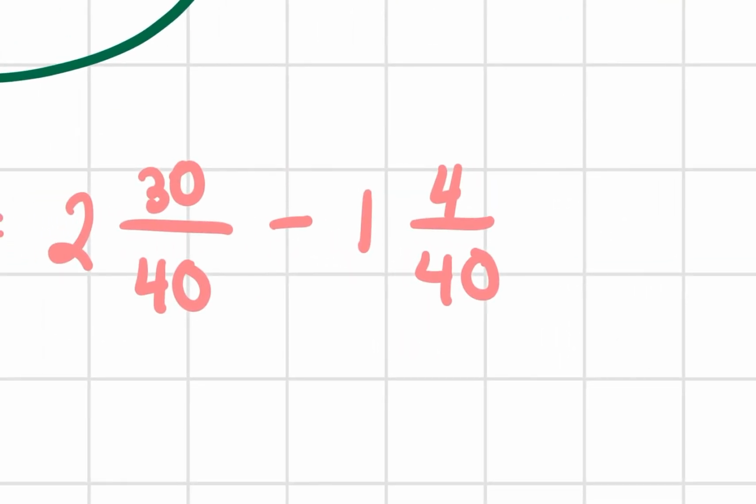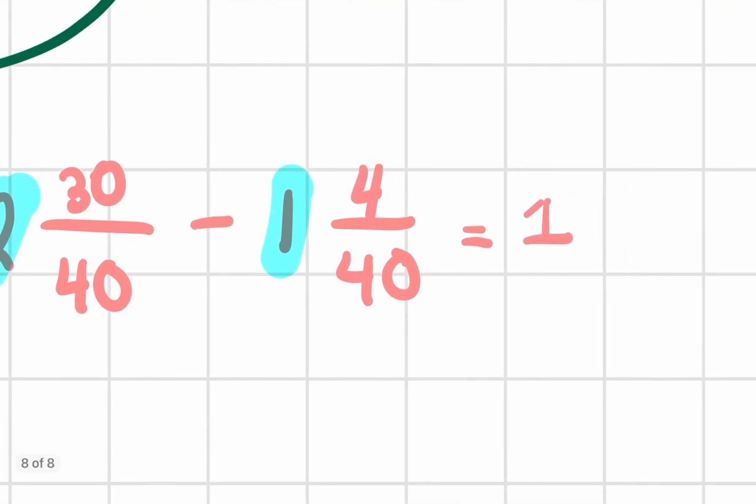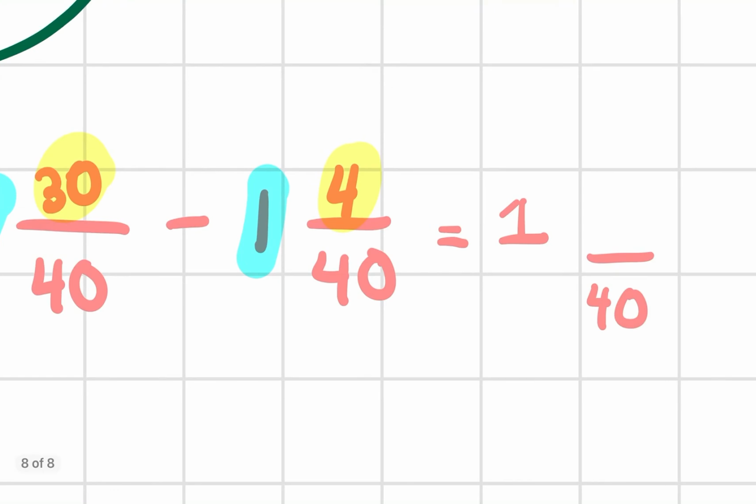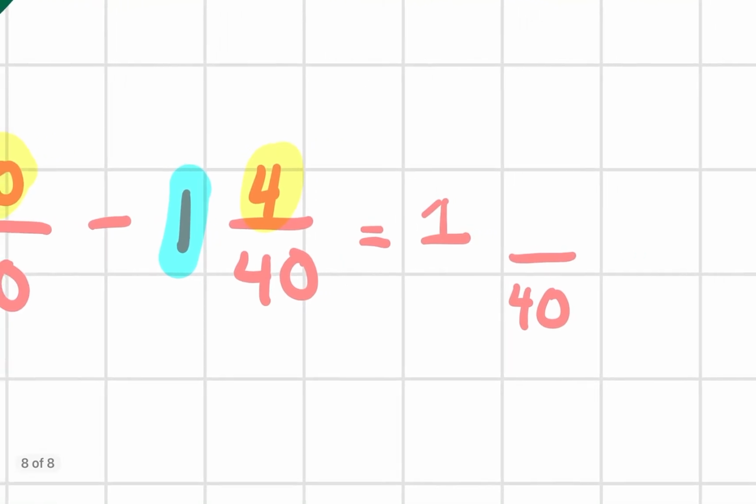So in this case here, we are going to do the whole numbers first. 2 minus 1, and let me highlight it for you here. 2 minus 1 is 1. So we know our whole numbers, good. Now if we go to our fractions, we're happy because we have a common denominator, which is going to stay the same, it never changes. And then we're going to do 30 minus 4, and 30 minus 4 is 26.